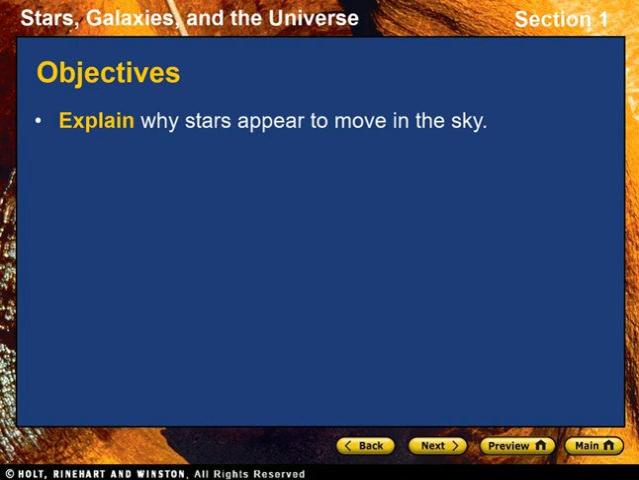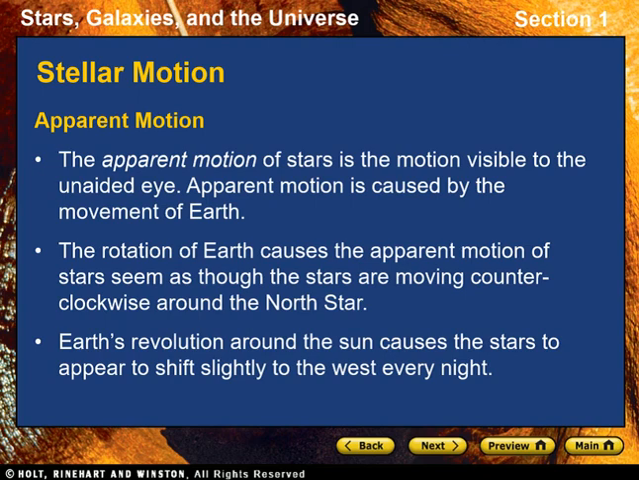At the end of this video, you should be able to explain why stars appear to move in the sky. Chapter 30, Section 1, Stellar Motion.